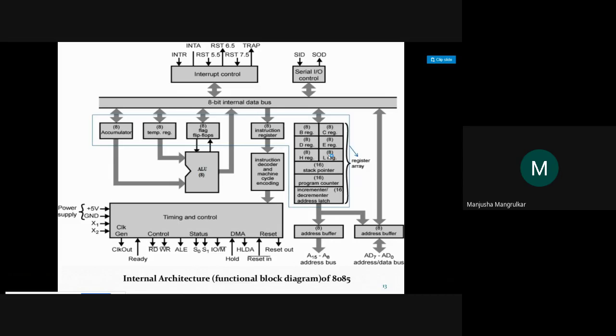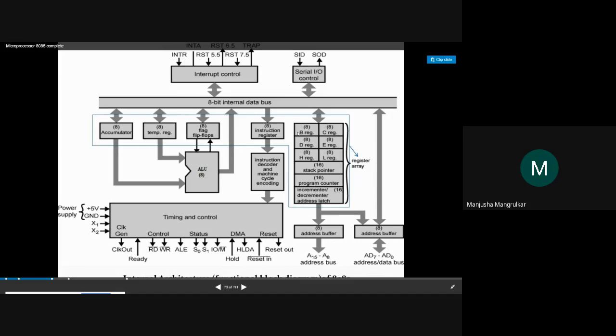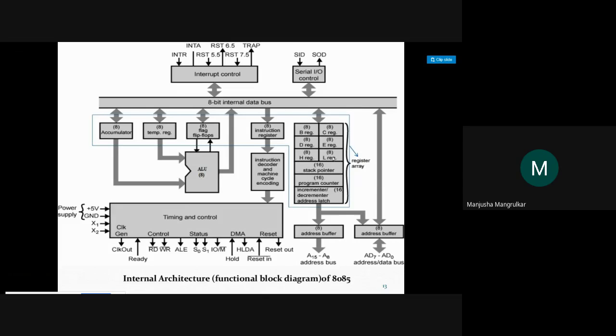But if they can pair, it can be used as a 16-bit register. They can be paired only as BC, DE, and HL, and not vice versa, not CD, DH, DL. It will use only BC as a pair, DE as a pair, HL as a pair. It is called the 16-bit register.